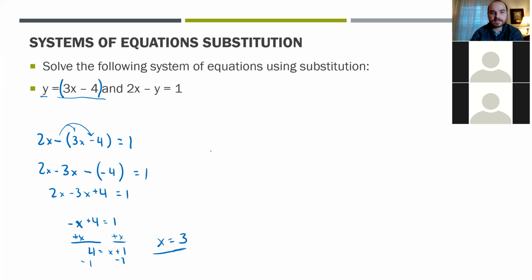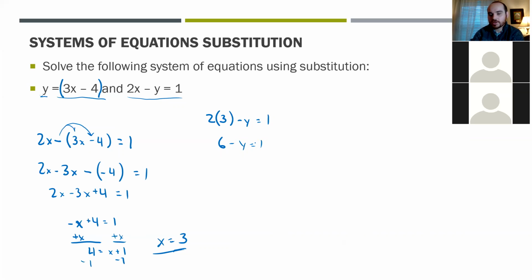Now that we've solved x equals 3, we can plug that into either equation here and solve this for y. So I'm going to go ahead and use equation 2. So we'll do 2, and then we're replacing x with our 3, minus y equals 1. So we have 6 minus y equals 1.